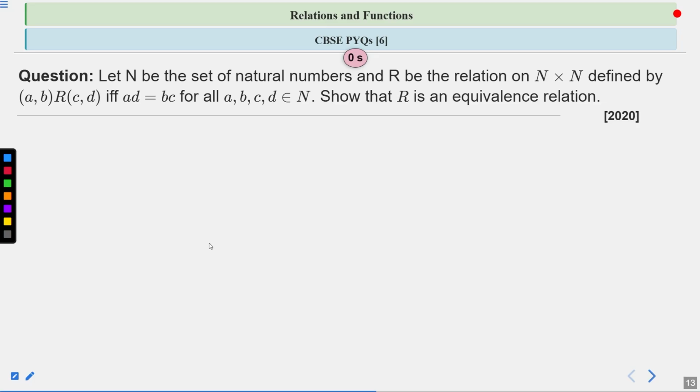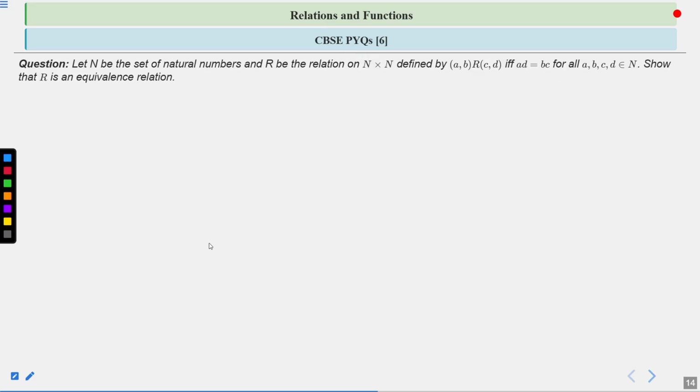Okay, let us move to the solution part. The question was, let N be the set of natural numbers and R be the relation on N × N defined by (A,B) related to (C,D) if and only if AD is equal to BC, for all A, B, C, D belonging to natural numbers. Show that R is an equivalence relation, right? We basically have to show that R is an equivalence relation. Okay. So let us move to the solution part.